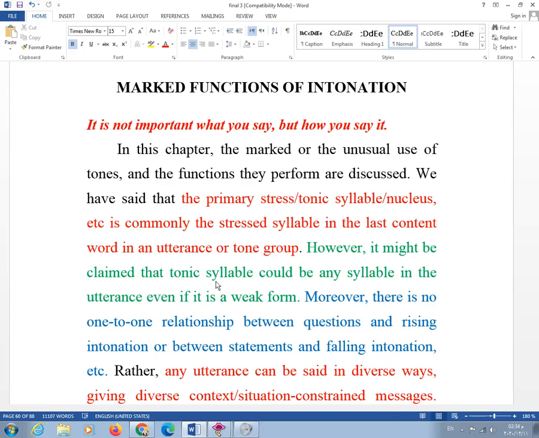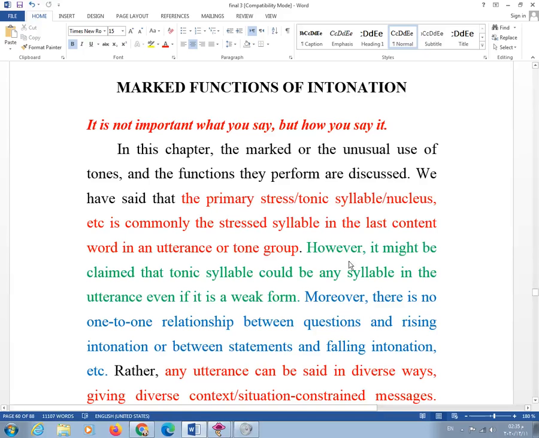Okay, so when you are asked to specify or identify the tonic syllable in separate utterances or separate tone groups, your job will be so easy. It's the last content word, and you pick the stressed syllable in this last content word. Okay, and you put the tone, and this syllable, which is a tonic syllable, carries the tone, either falling, rising, falling-rising, etc.